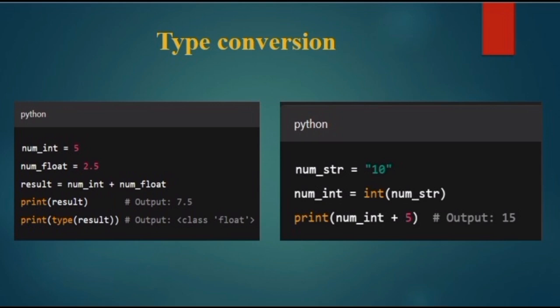The second example demonstrates explicit conversion, where a number stored as a string "10" is manually converted into an integer using int(numString). After conversion, the program adds 5 to the 10, resulting in 15. This is usually done when working with user input, as the data often comes in text form and needs to be converted into numbers for calculations. So type conversion helps Python handle different types of data smoothly.